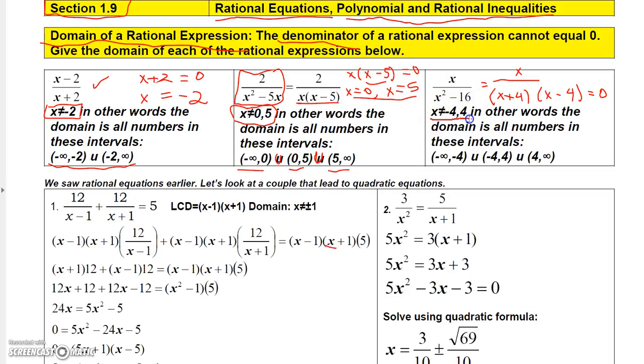So x cannot be negative 4 or 4, because that would make the denominator 0. And again, we want to jump over these two numbers in interval notation, so the smallest number is negative 4, so we go negative infinity to negative 4, and then union negative 4 to 4, and I meant to use capital U here so it would look more like a union, and then union 4 to infinity. So it's everything from negative infinity to negative 4, then we skip negative 4 and go negative 4 to 4, then we skip 4 and go 4 to infinity. And that's how you determine the domain of a rational expression.